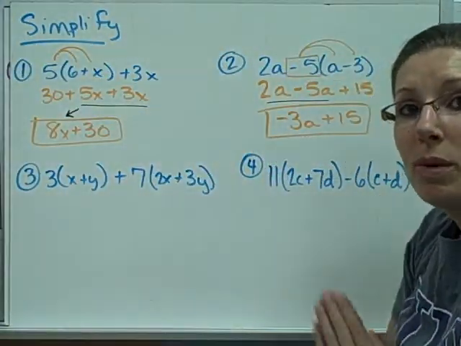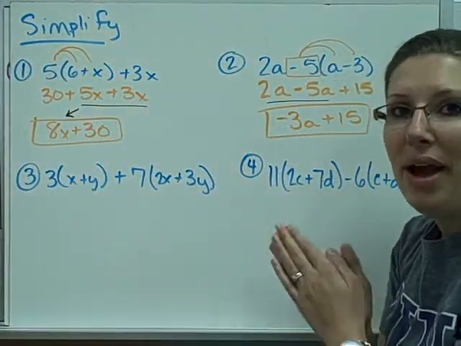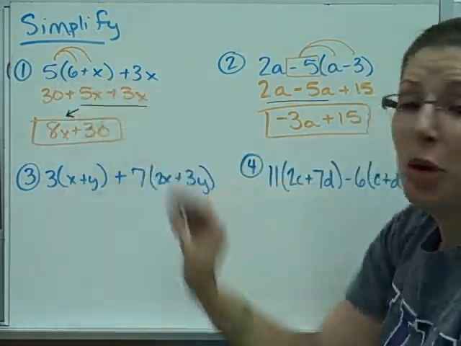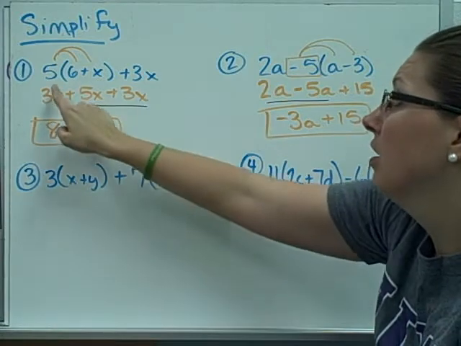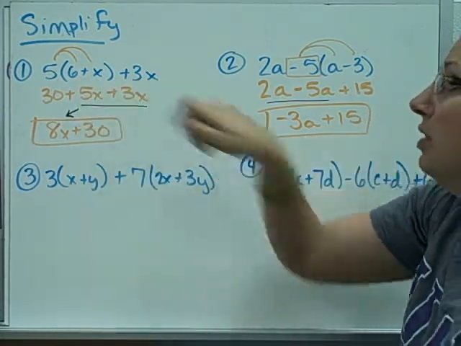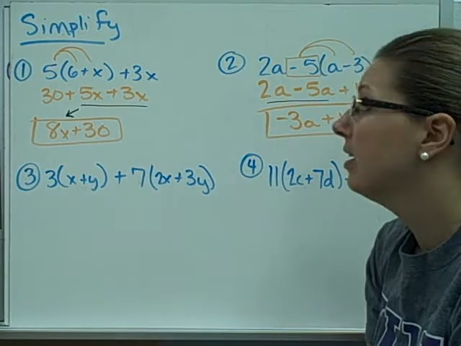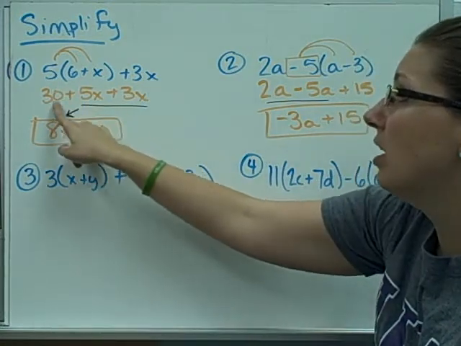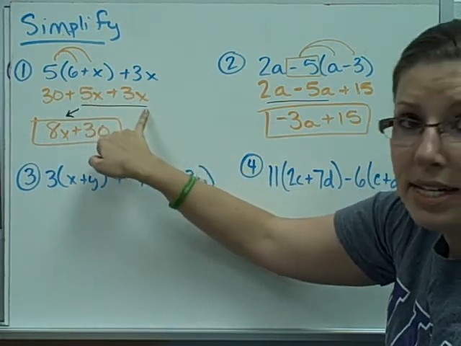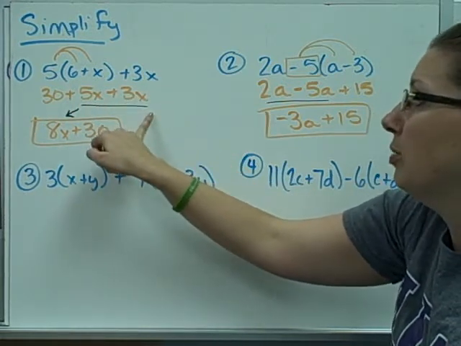Now we're going to do some problems where we have to distribute and combine like terms. So here we go. My first priority is to distribute. 5 times the quantity of 6 plus x, and then I've got plus 3x on the outside of the parentheses. So 5 times 6 is 30, 5 times x is 5x, and I just bring down what I didn't use. I haven't touched this yet, so I just brought it down.